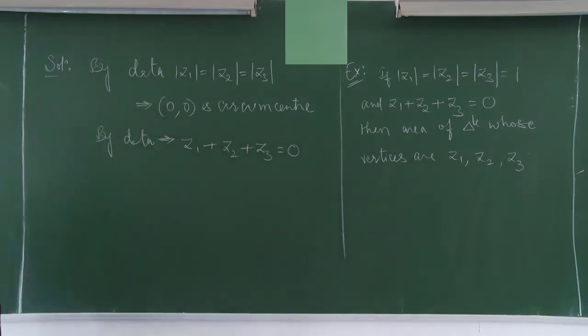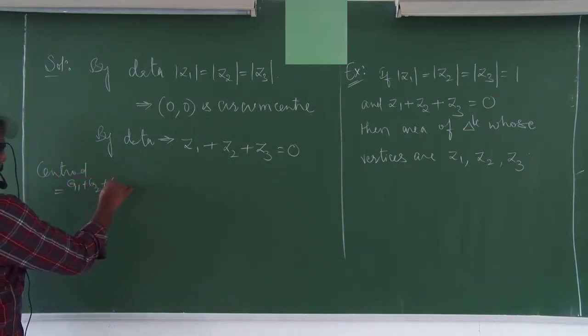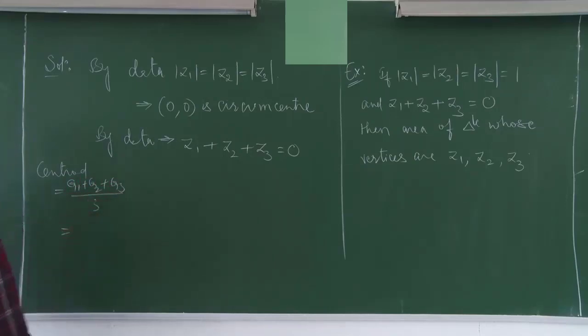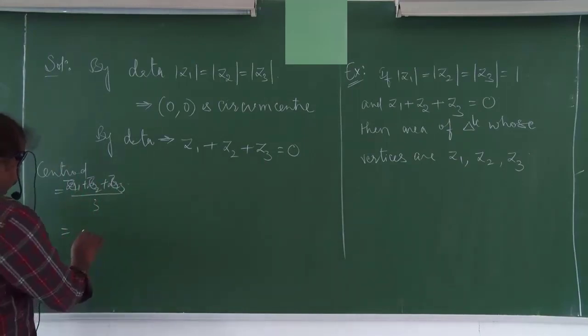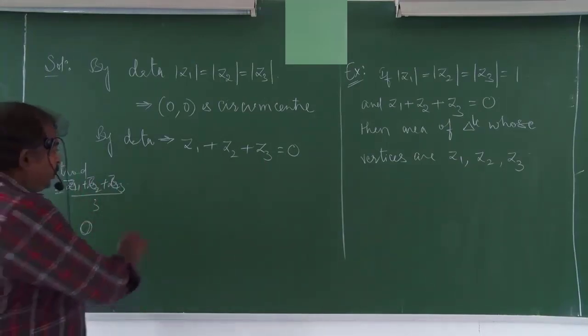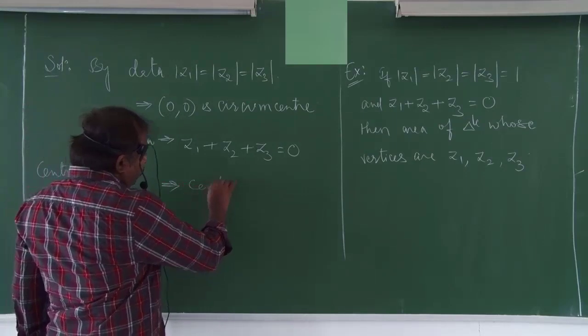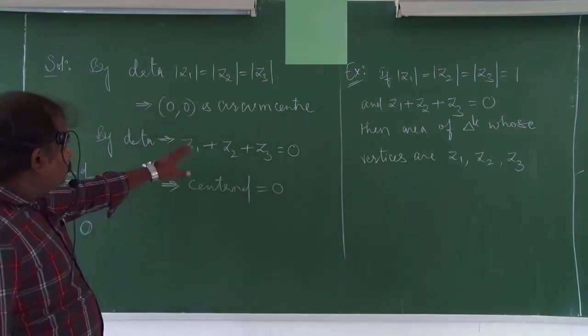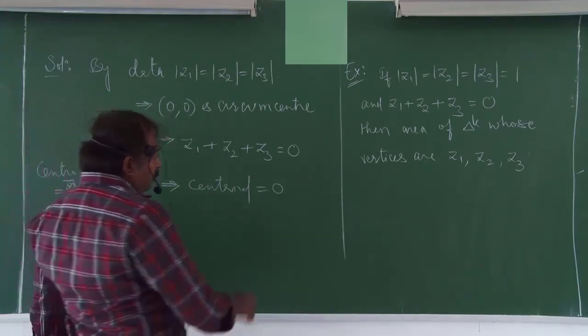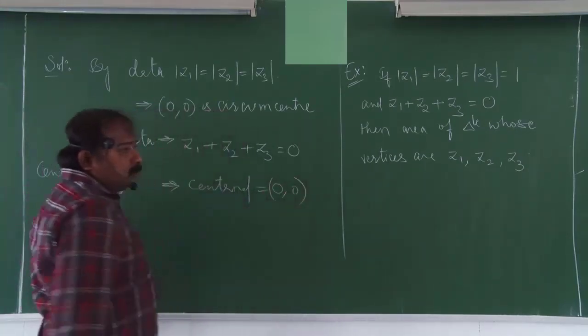But what is the centroid formula? Centroid is equal to (z1 plus z2 plus z3) by 3. But according to the data, z1 plus z2 plus z3 is 0. So 0 by 3 is nothing but 0. So automatically we get that the centroid is also equal to 0. The circumcenter is 0 comma 0, and the centroid again is the same thing.